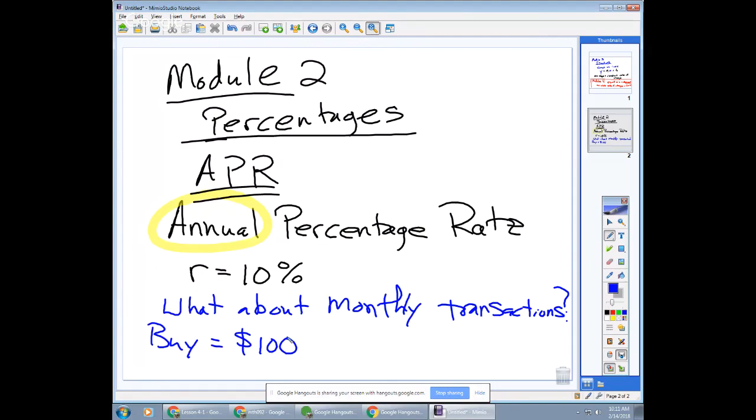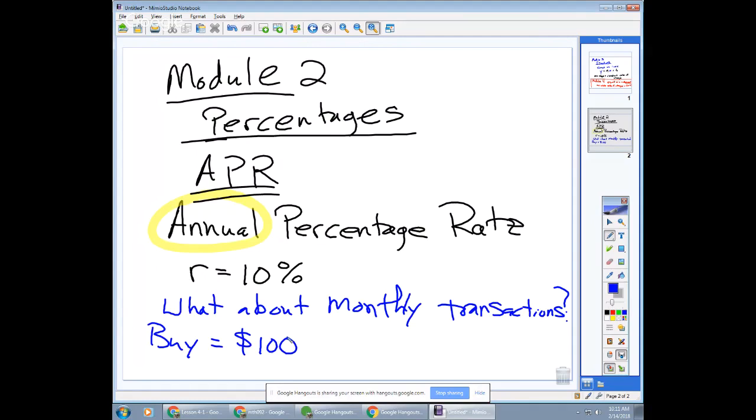So, how much interest? Let's suppose on the first day of the month you bought something for $100. The month has passed. They send you a bill. Are they going to expect you to pay 10% of $100? No? Yeah? I guess some yeses and some no's.